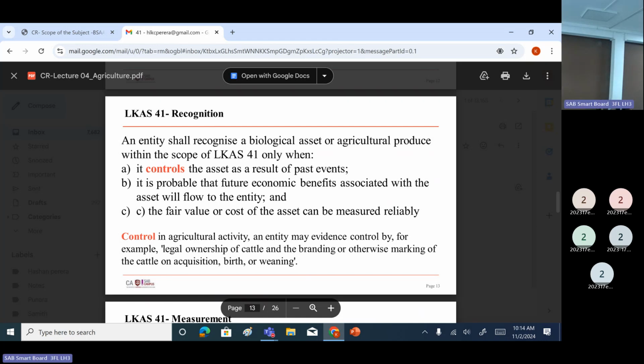As a past event, yes. It is probable that future economic benefits associated with the asset will flow to the entity. Simple. The fair value or cost of the asset can be measured reliably. I did the final year board chart, so we have a Y bar. I did the Y bar by using this standard. See that now.